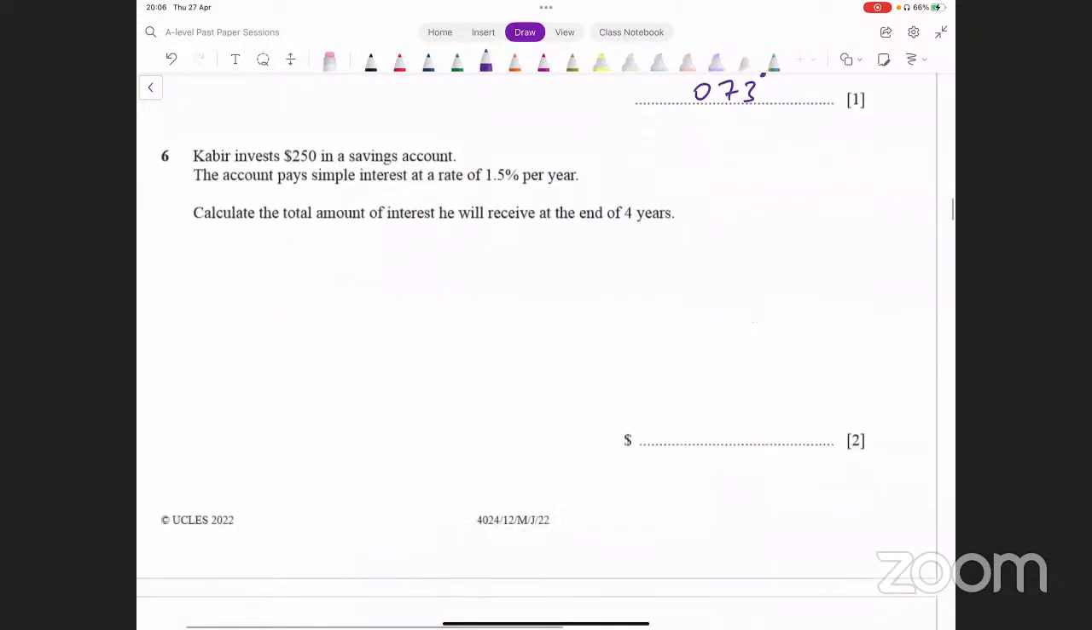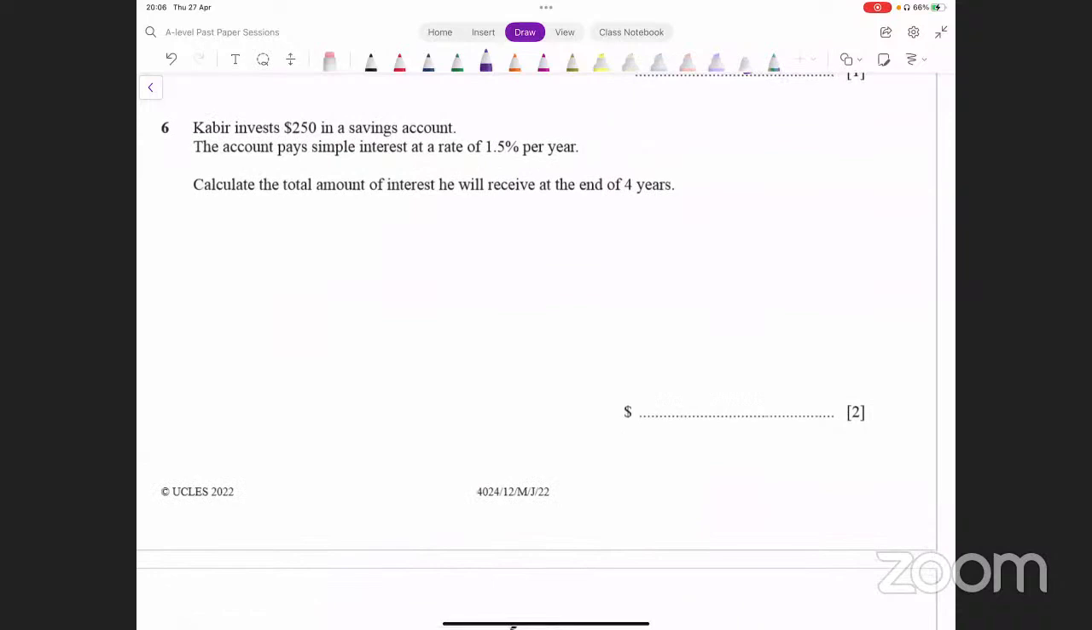All right, how does that make sense? Let's move on. Question number 6. It says Kabir invests $250 in a savings account. The account pays simple interest at a rate of 1.5% per year. Calculate the total amount of interest he will receive at the end of 4 years.